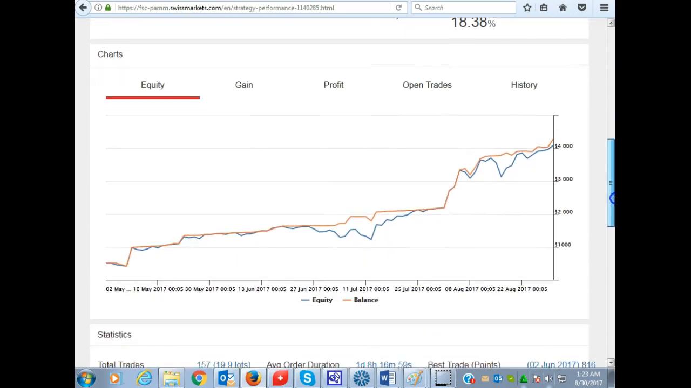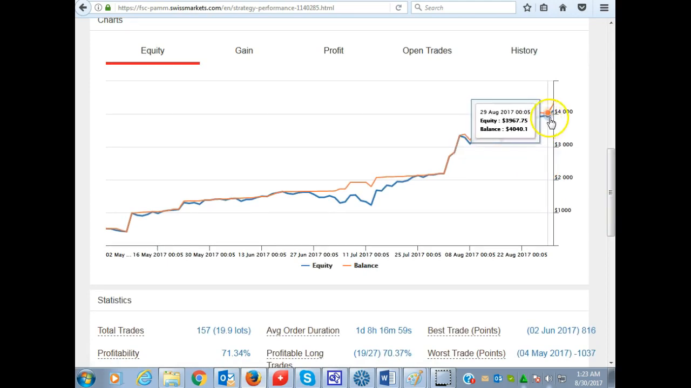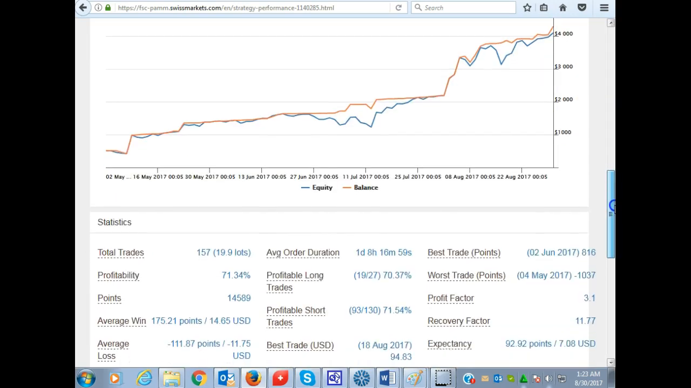So you shouldn't be afraid to invest with me because I maintain this simple secret that my equity and my balance will always be close together.